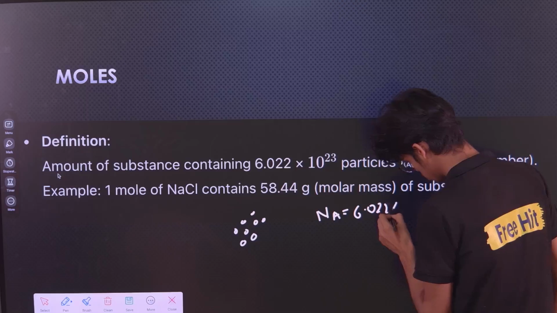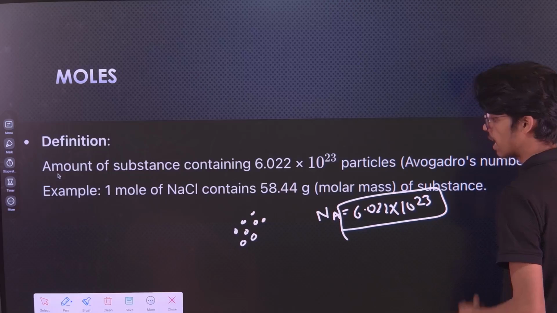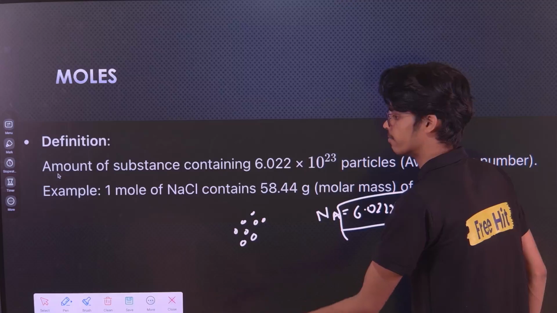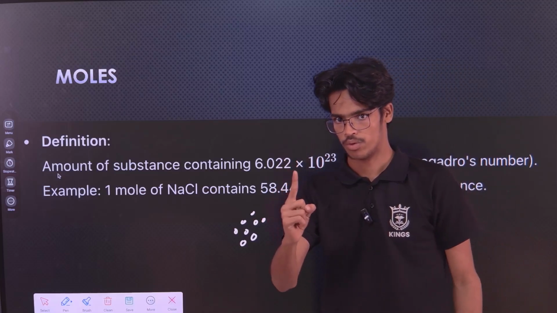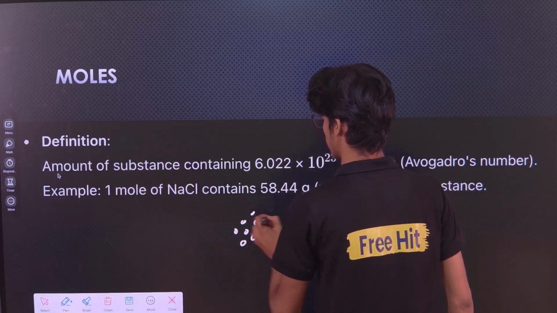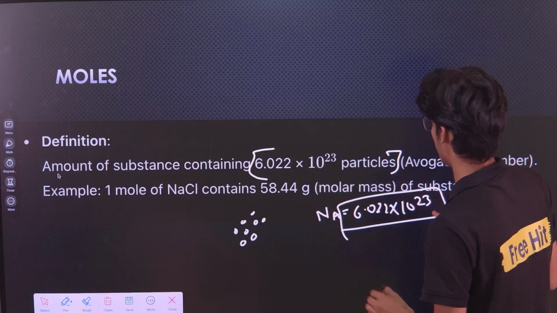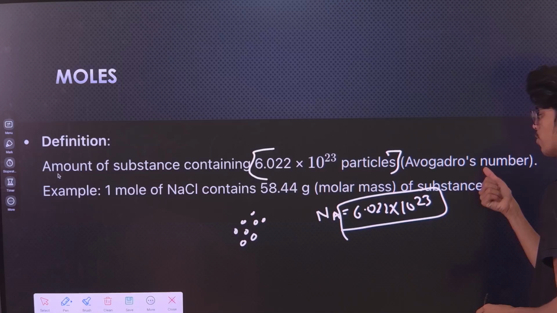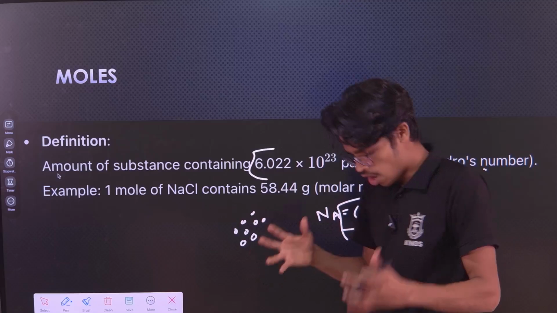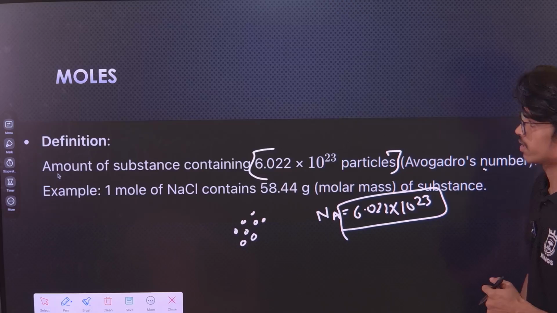This much particles of any element, any compound, any atom will give you 1 mole. So, it is the amount of substance containing this much particles. This particle number is known as what? Avogadro's number, which I have already told you. So, how much amount of substance contains this much amount of particles? That is known as moles.